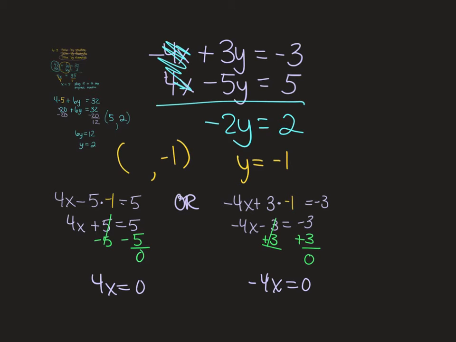All right, in either case, I end up with a 0. Divide by 4 and I get 0, or 0 here. So if I did it in the bottom equation, I put a negative 1 in, or I use the top equation and put a negative 1 in for y, but both of them end up as 0. So there's my ordered pair, 0, negative 1.